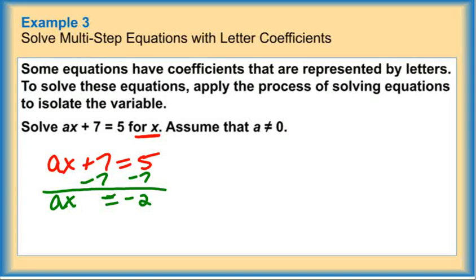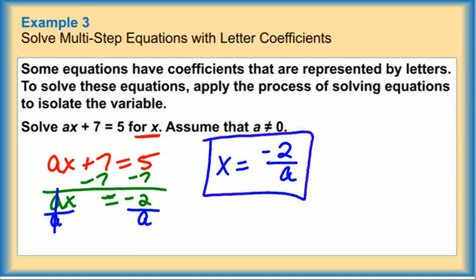Now I still need to get x by itself. And right now they're telling me I need to multiply that by a. I don't know what a is. We don't need to know what a is. We just need to get x by itself. So the opposite of multiplying by a is divide by a. And whatever I do on one side, I need to do on the other. So ax divided by a is just 1x. And that's going to give us a -2 divided by a. Now, a can be any number as long as it's not 0. That's why they say assume that a does not equal 0 because we cannot divide by 0.